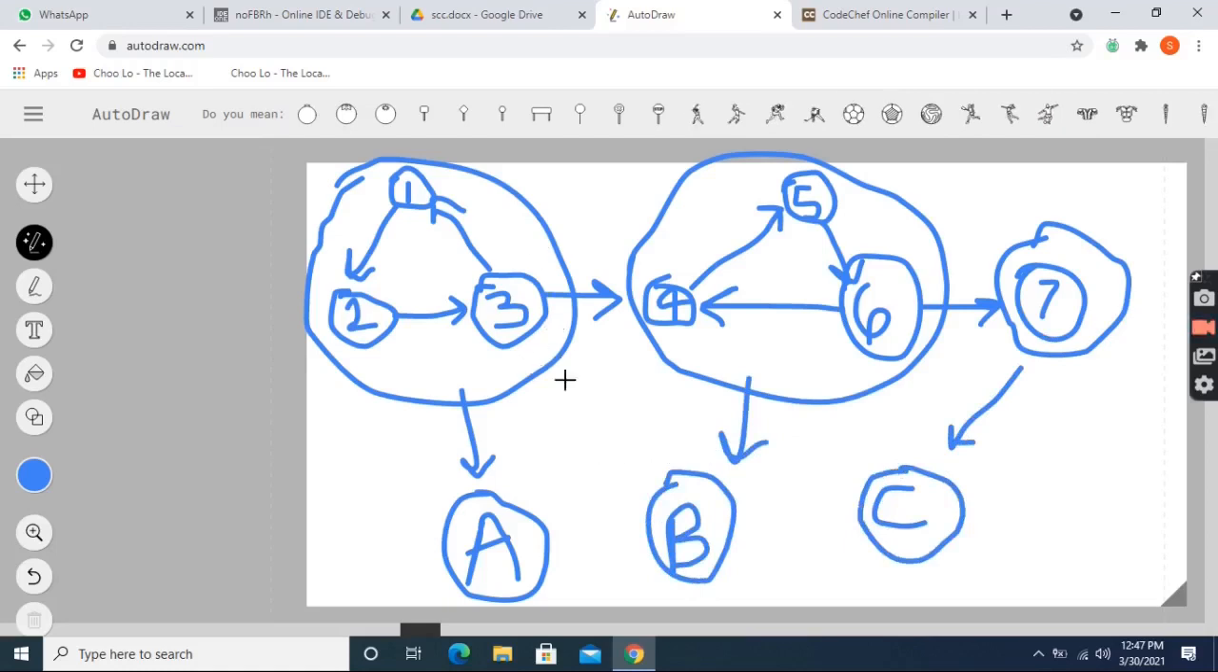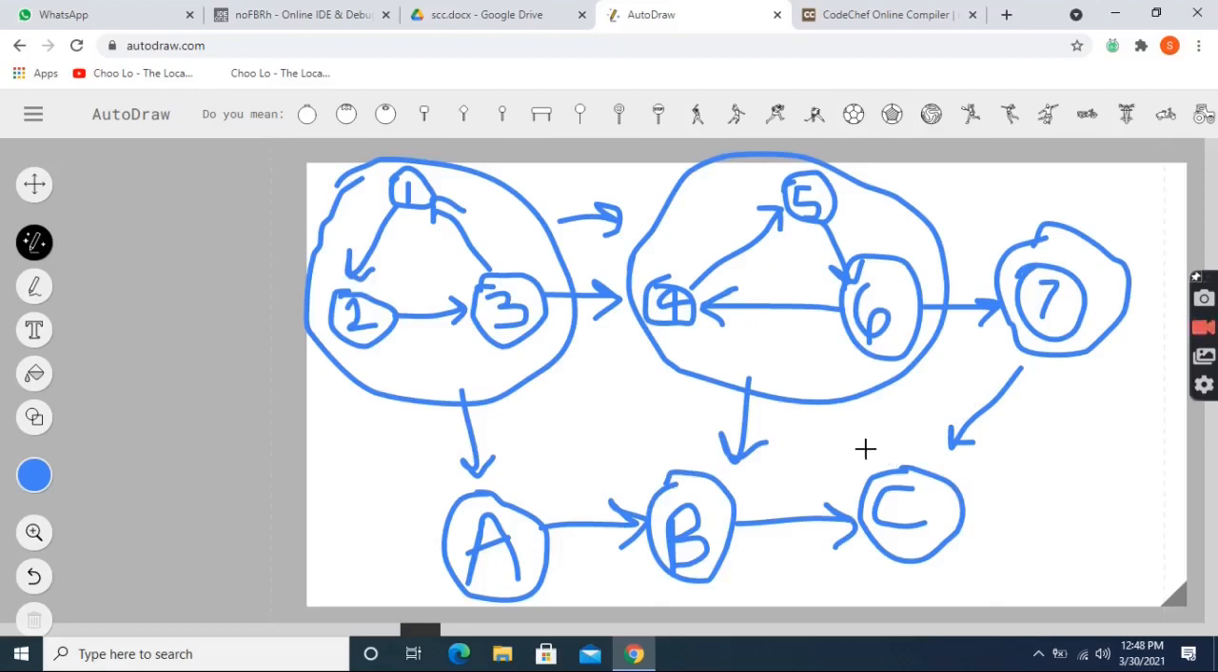And now we can see that since there is an edge from vertex 3 to vertex 4, which basically means that there is an edge from this component to this component, so in this graph also there will be an edge from vertex A to vertex B. Similarly, there will also be an edge from vertex B to vertex C. So I have obtained this graph, which is called the condensed graph of the original graph.